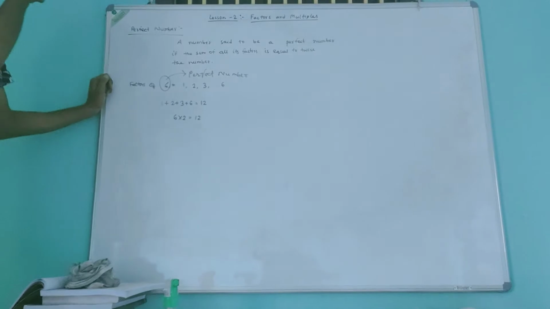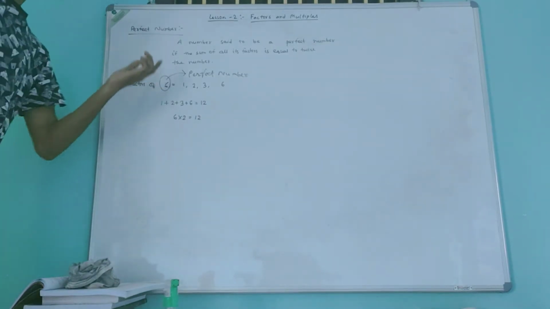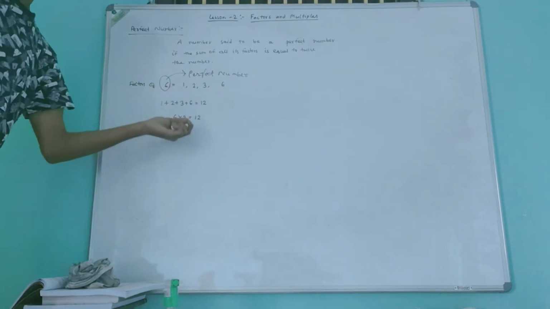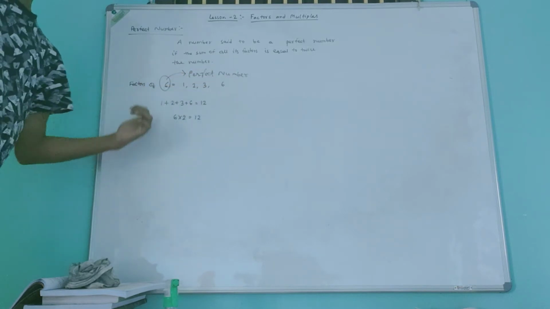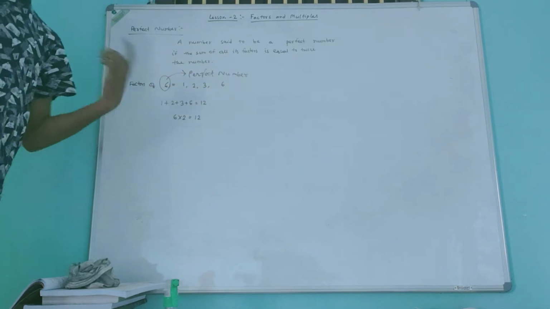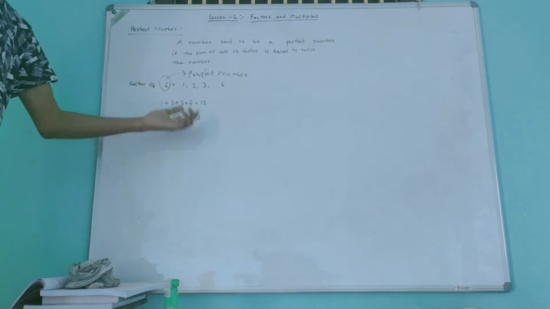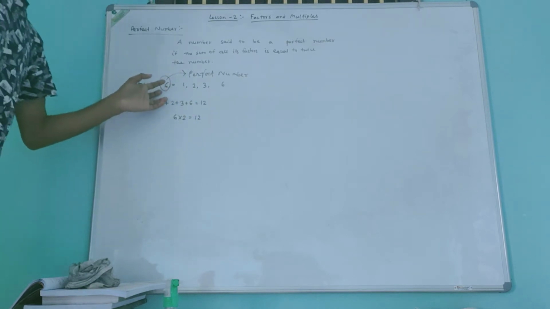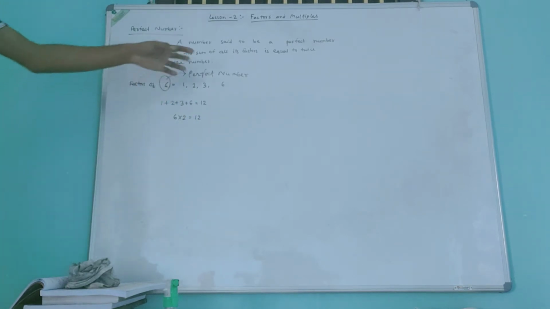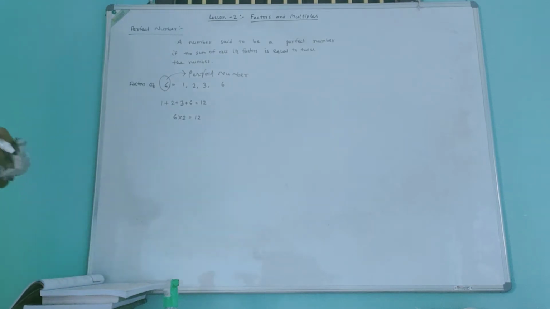Whatever factors come, add them, and if the sum is equal to twice the given number, then we can say the given number is a perfect number.